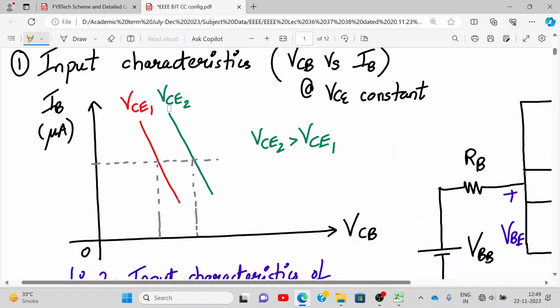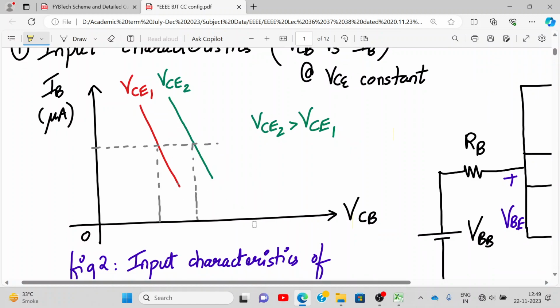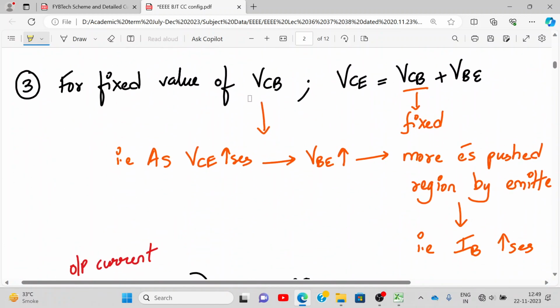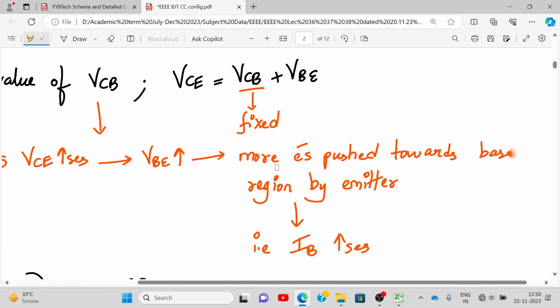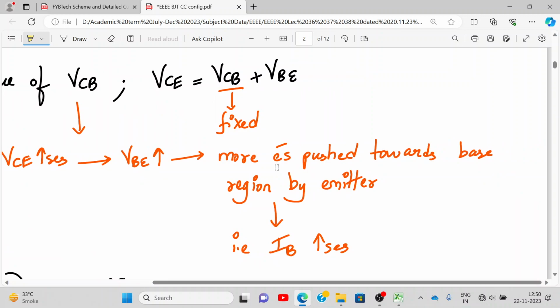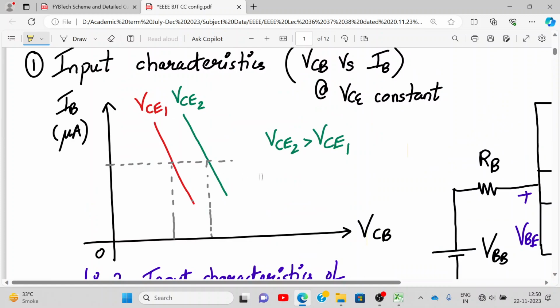For different values of VCE, why is the graph different? Why are they not the same? That is what we are explaining here. For a fixed value of VCB, what will happen? If VCE increases, VBE will increase, yes or no? If VCB is fixed and we increase VCE, VBE will increase, and if VBE increases, more electrons are pushed towards the emitter region, and then your base current will again increase. So that's the reason why your base current is slightly increasing for a higher value of VCE. So these are the two justifications for the graph.